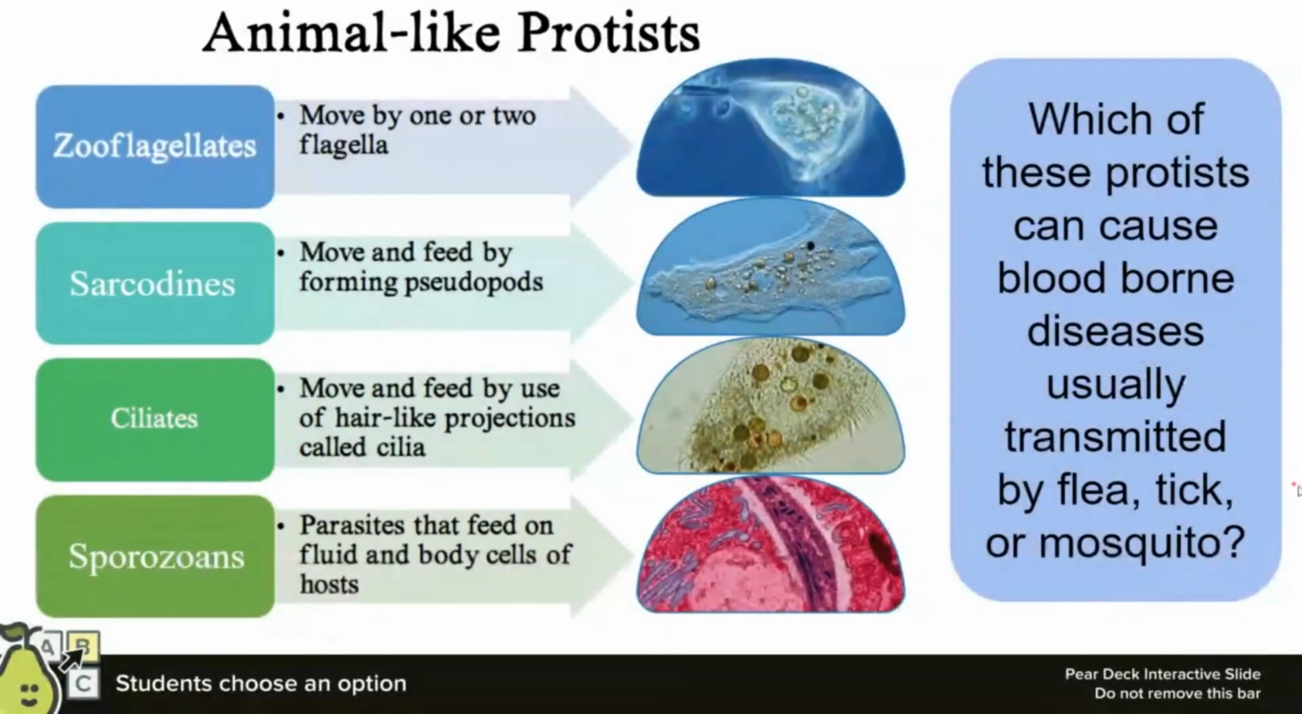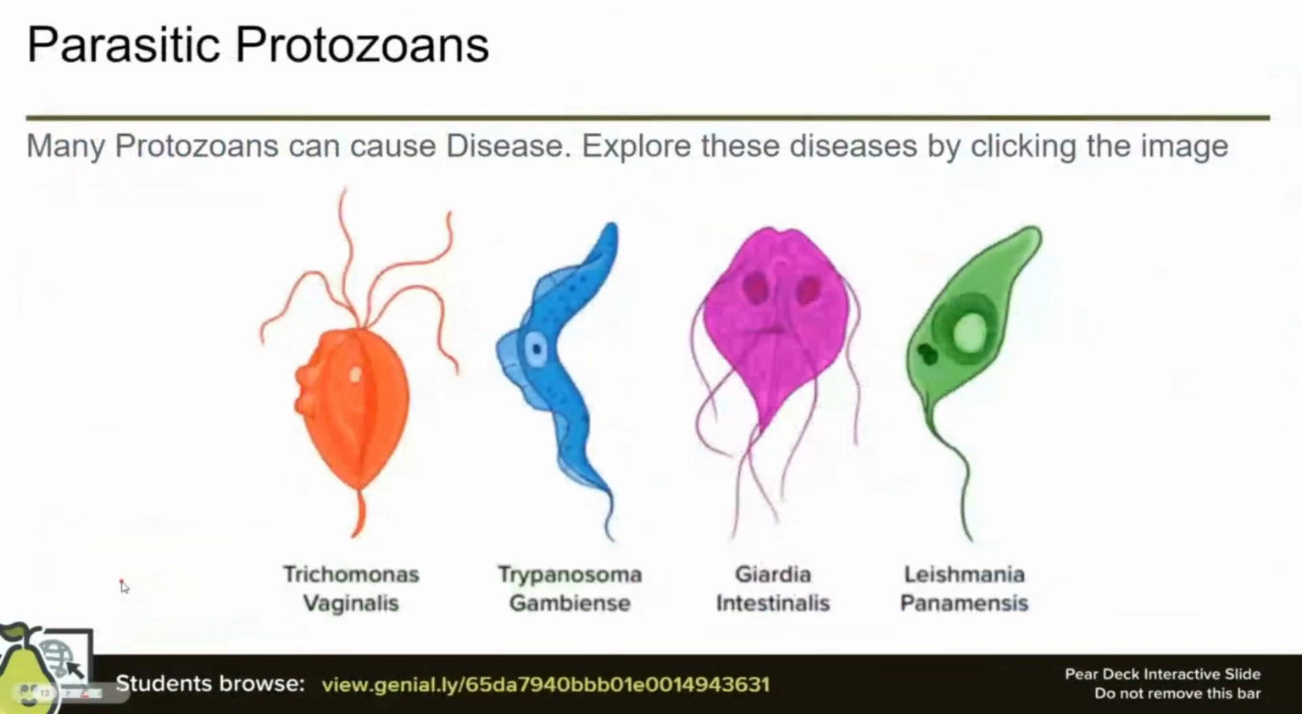This one is usually a bloodborne disease that's usually transmitted by a vector like a mosquito. In this case, we're talking about sporozoans. So I mentioned that some of these microorganisms are pathogenic. So what I want to do is look at some of these pathogens.